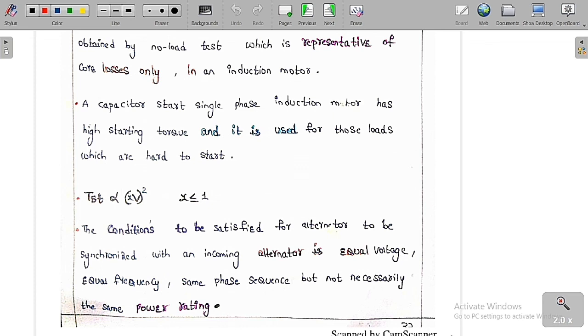So the conditions to be satisfied for an alternator to be synchronized with an incoming alternator are equal voltage, equal frequency, and the same phase sequence, but not necessarily the same power rating. If you want to synchronize two alternators, they should have the same voltage, frequency and phase sequence. Power rating can be anything, because it is not going to affect the synchronism between the alternators.